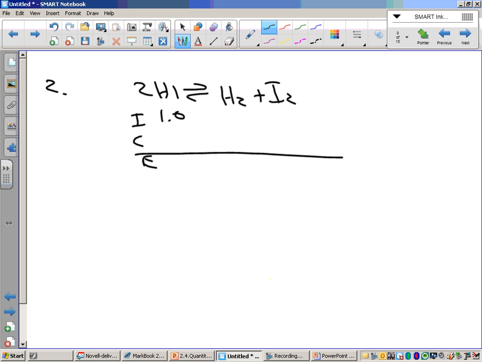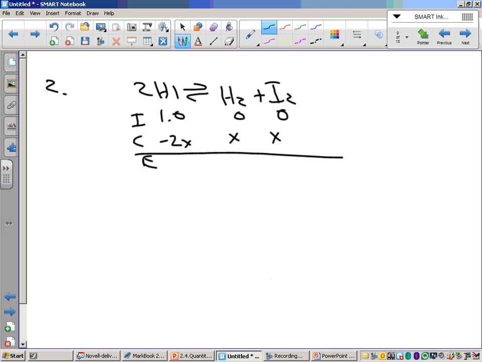And what are the other 2 values? 0, because it just said that there was only HI. 0, 0. This one's easy. It has only one choice to shift a certain direction. Which way is this thing going to shift? It's going to shift right. There is no product. So it has to shift right. Minus 2x, x, x.